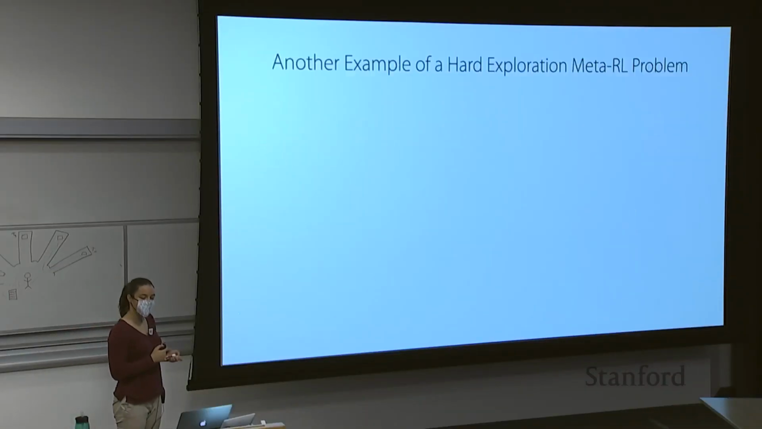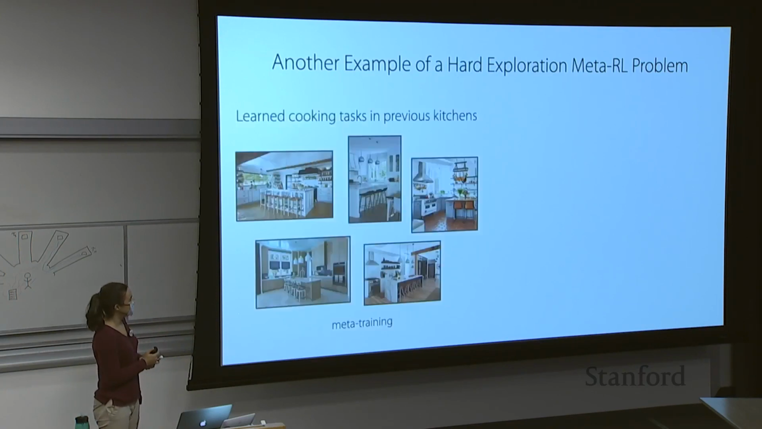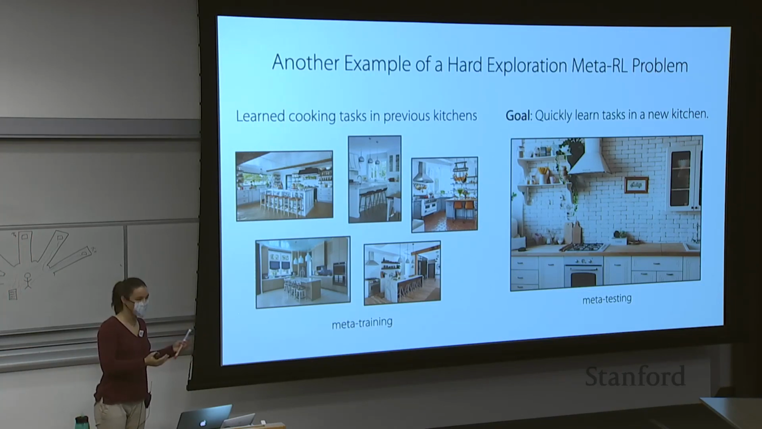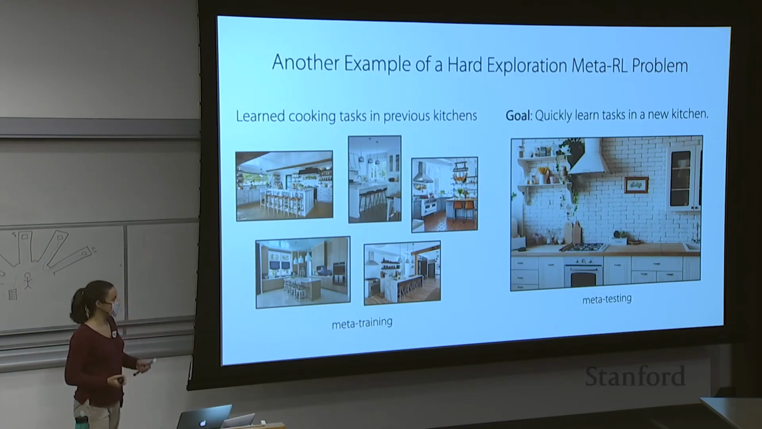We can also look at another example of a hard exploration meta-RL problem, and we can see how this problem arises there as well. Say that we want our robot to be able to cook us a meal, which would be nice. The meta training tasks correspond to cooking in a number of previous kitchens, and our goal is for the robot to cook us a meal in our kitchen, which is a new kitchen. In order to cook, you need to find ingredients for the meal, and then you also need to use those ingredients to make the meal. So you can think of exploration as finding the ingredients, and execution as actually using those ingredients to cook.